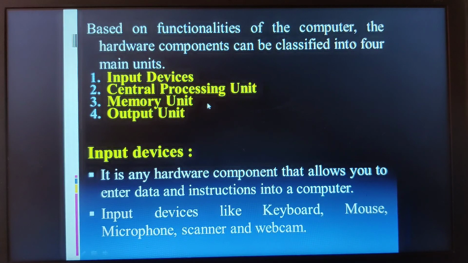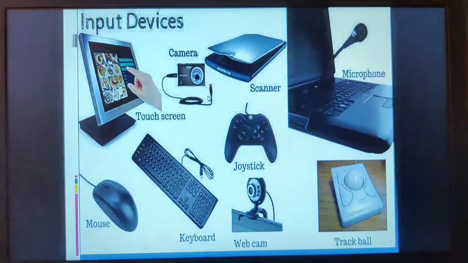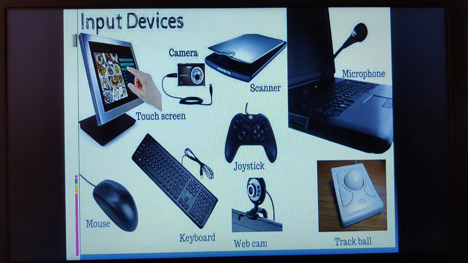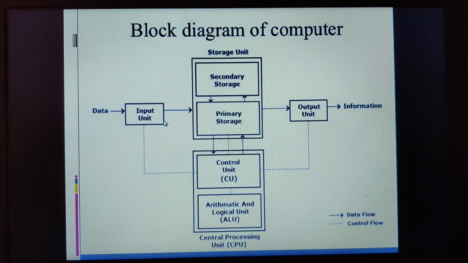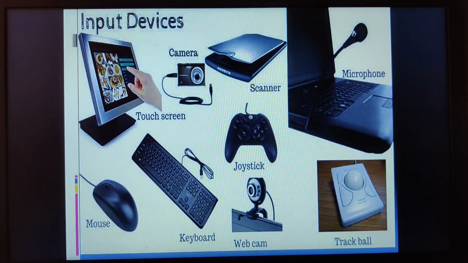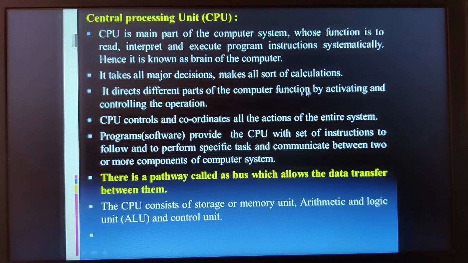So this was all about the input devices. We can see here the different input devices like camera, touch screen, scanner, microphone, joystick, keyboard, mouse, webcam, trackball. Through all these input devices, the input data will be given by the user to the computer system. They are the different types of input devices. Then this is the central processing. So please go through this slide. All these points will be provided in the notes also.